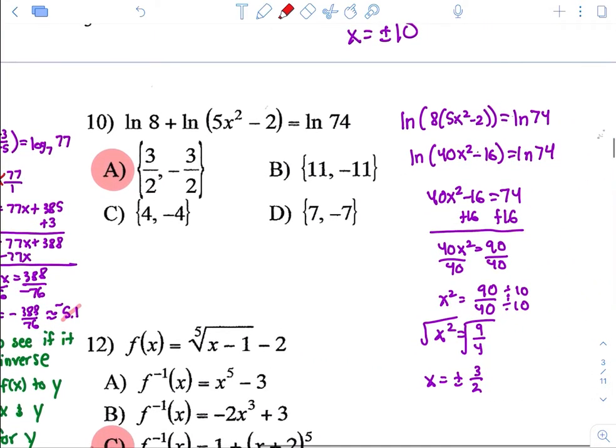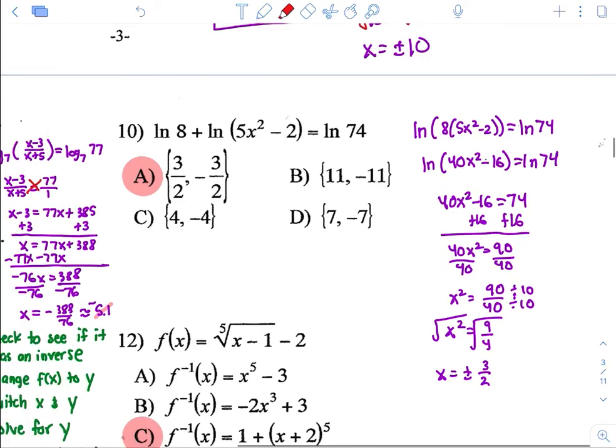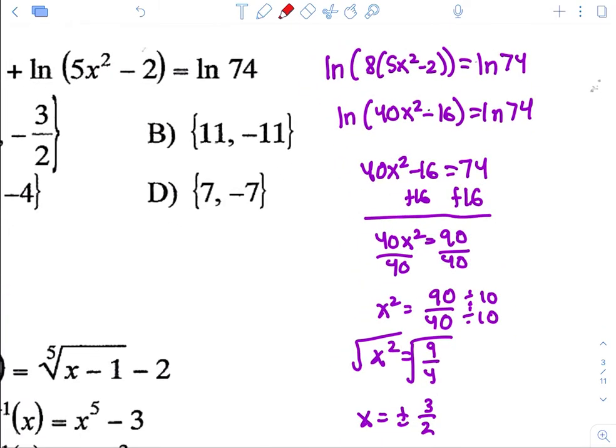Number 10. So we got a natural log, and a plus sign, which is the product rule, which means you gotta do 8 times 5x squared minus 2. So ln of 8 times 5x squared minus 2 is equal to ln of 74. I distributed 8 to both to get 40x squared minus 16. Now notice both sides have ln, so that means this parenthesis must equal that one. So 40x squared minus 16 is equal to 74.